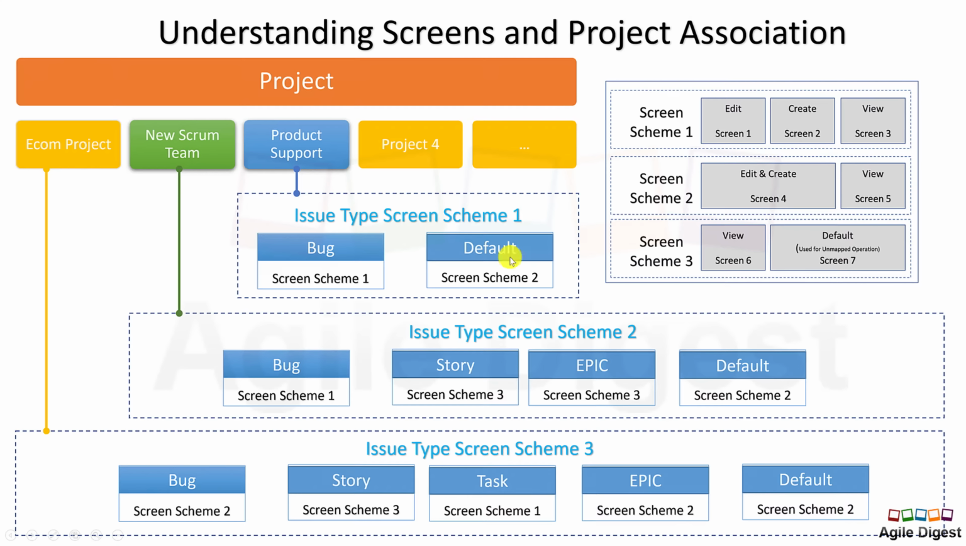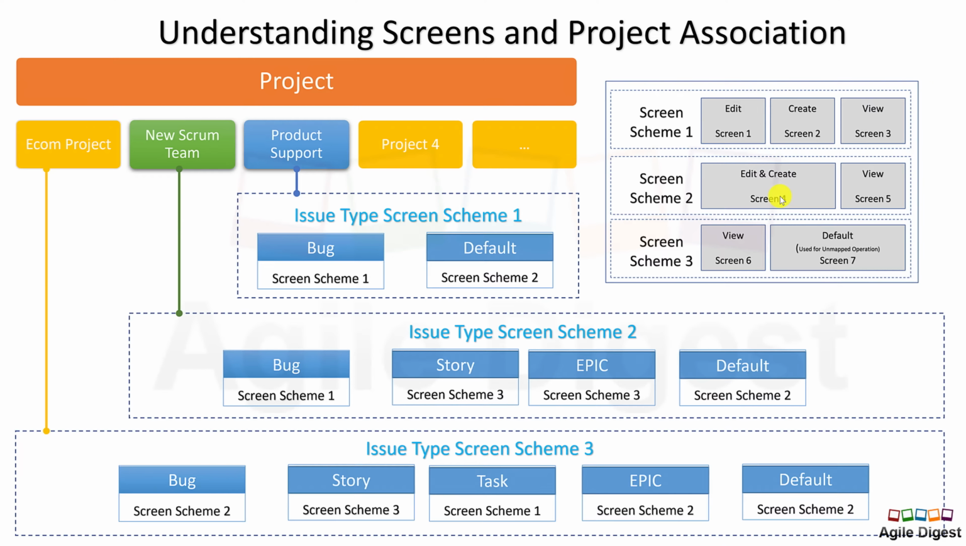First, you need to locate which screen scheme it is actually using. For the new Scrum team, task does not appear here, which means I will pick the default. Default will be there for every issue type screen scheme or screen scheme if not all the issue types are mapped yet. So for default, screen scheme 2 will come, and for screen scheme 2, screen 4 will be coming. Now you can take some time and do some exercise.